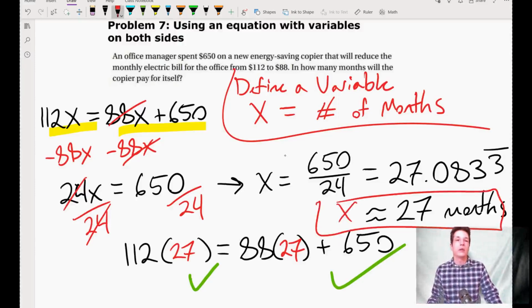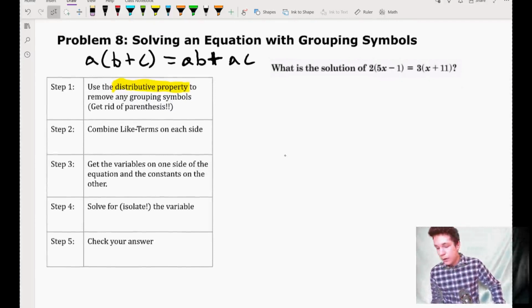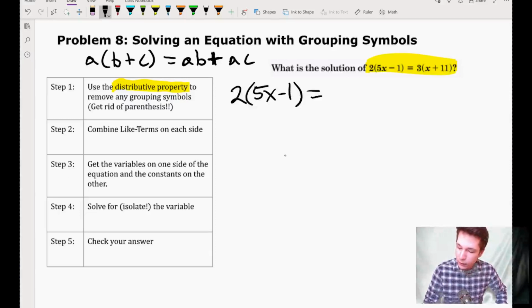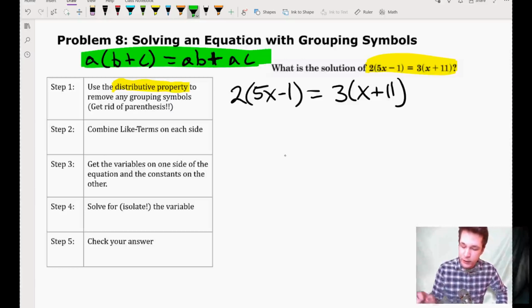Let's do another one. Let's get away from word problems for a bit and do some other properties. Let's get into what step 1 is really about. Next problem. We need to be able to use the distributive property, because you'll notice on my next equation here, I have parentheses. Let's rewrite it real quick. 2 times 5x minus 1 is equal to 3 times x plus 11. And I went ahead and wrote the distributive property over here. That's what we'll need in order to get rid of those parentheses. Notice that I have parentheses before and none after.